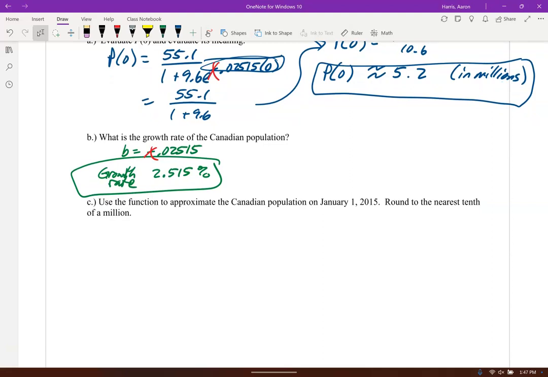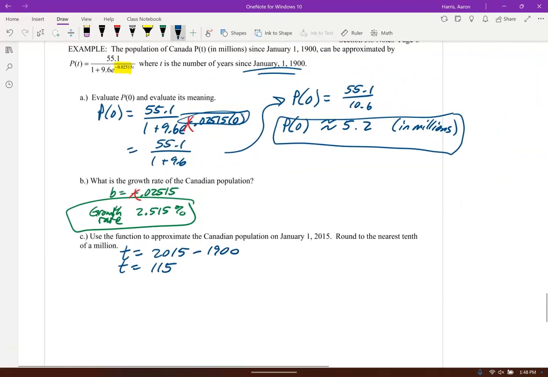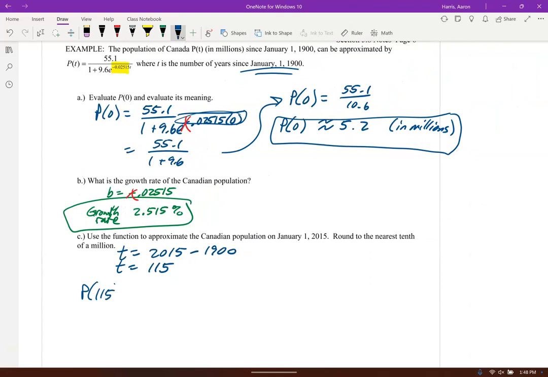All right, let's go ahead and use the function to approximate the Canadian population on January 1st, 2015. Well, 2015 is how many years since 1900? So we're figuring it out for 115 years, exactly right. So now I've just got to punch it in. P of 115 is 55.1 over 1 plus 9.6 e to the negative 0.02515 times 115.